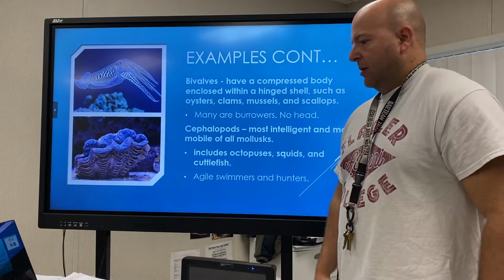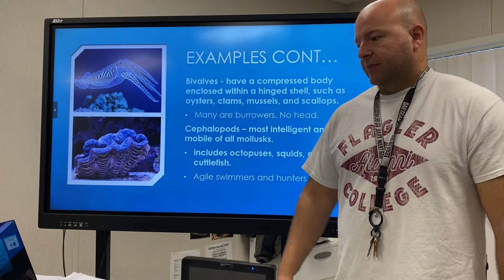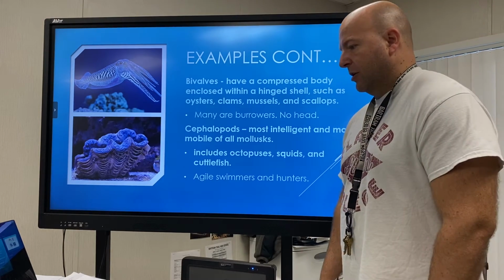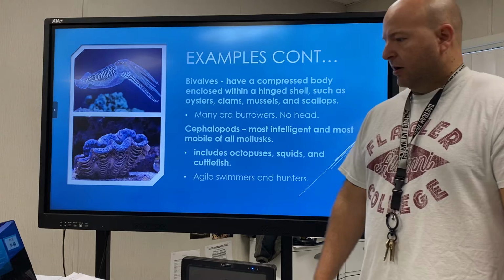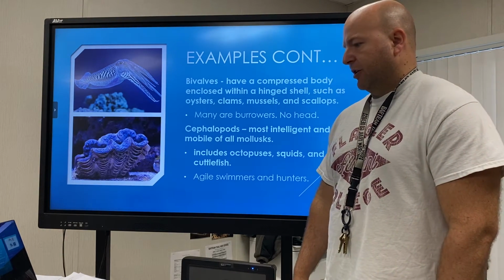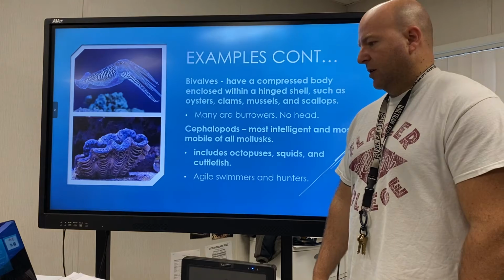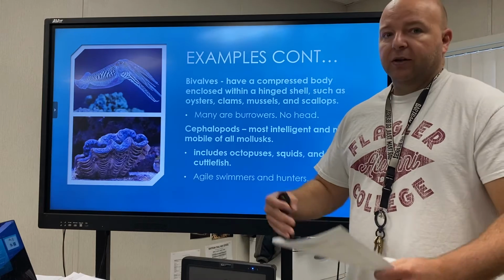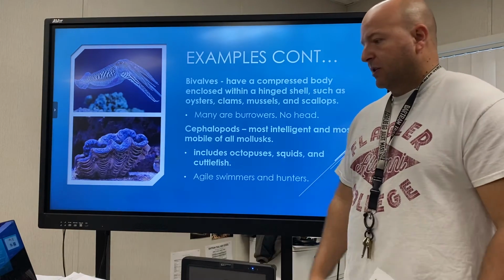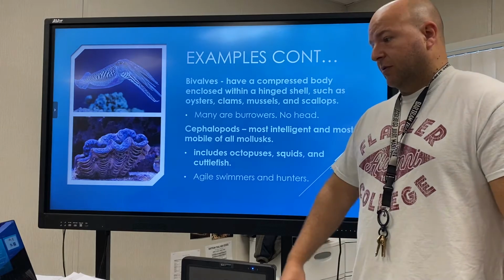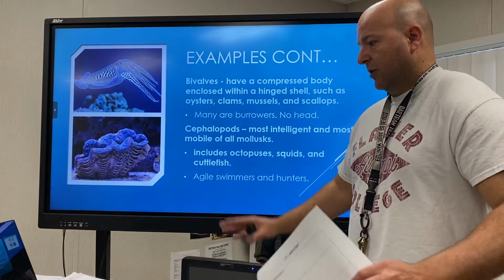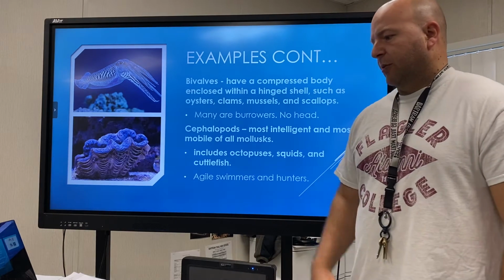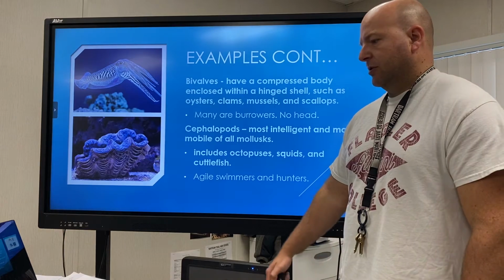And we have our cephalopods. These are the most intelligent and most mobile of all of our mollusks. This is where we get our octopus, squid, cuttlefish. Notice that even though we're in the category of mollusks here, a lot, if not all of these are invertebrates. So our entire lesson today is all invertebrates. These are going to be our most agile swimmers and hunters.